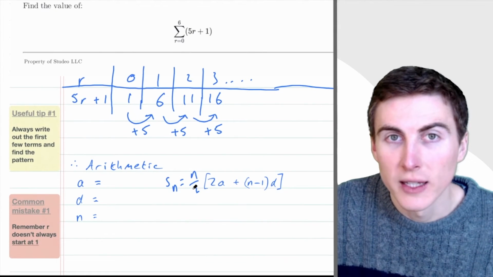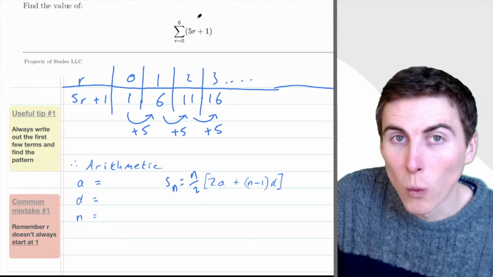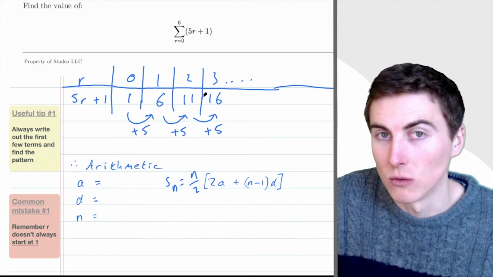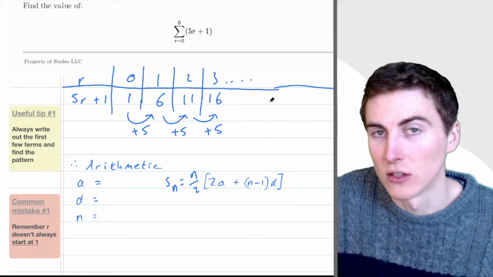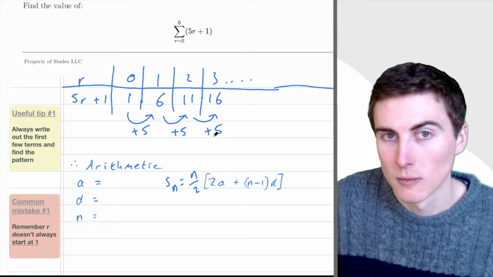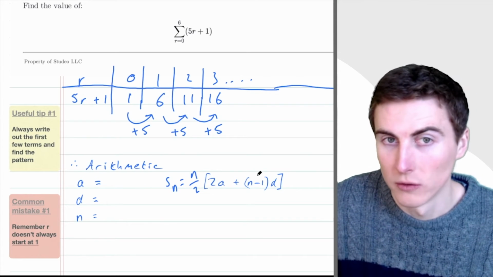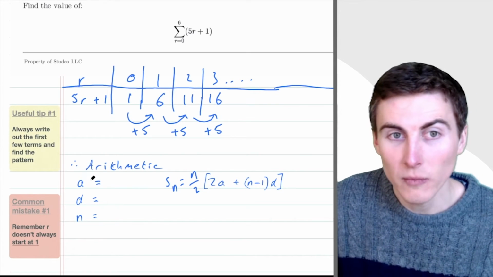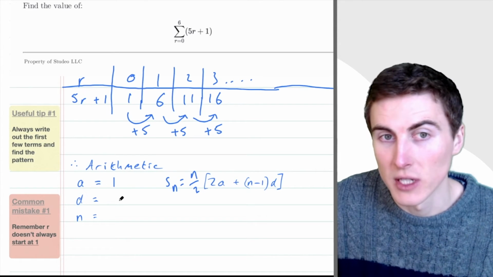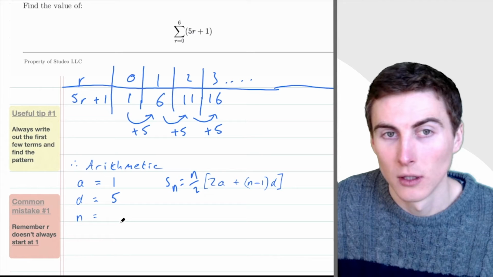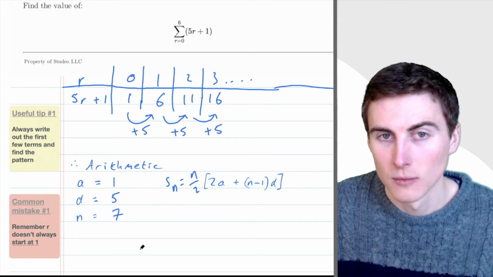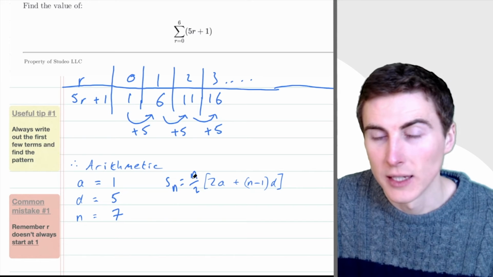So if we want to find the sum of that sequence, we now don't really worry about this notation up here. We just imagine we've got an arithmetic sequence, 1, 6, 11, 16, and so on, and we want to find the sum of the first 7 terms. So we just use the sum formula for an arithmetic series. We know that A, our first term, is 1. We know that D, our common difference, is 5, that's what we're adding each time. And we know that N, the number of terms, is 7. So we just plug these into this formula.